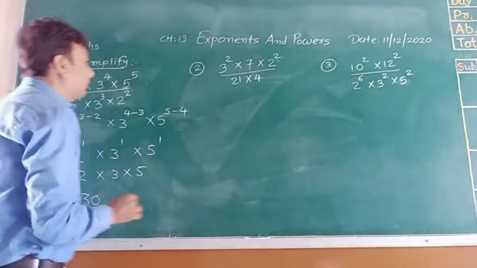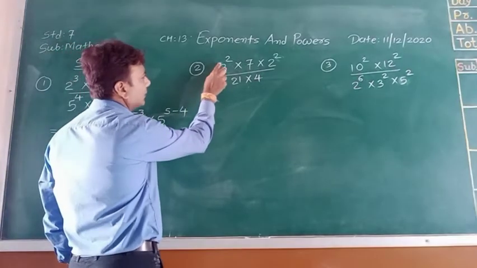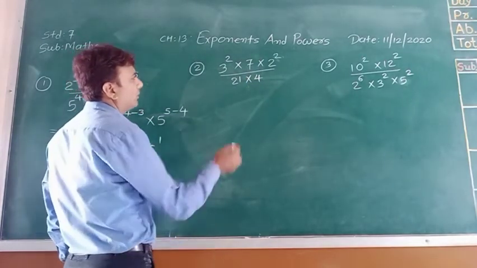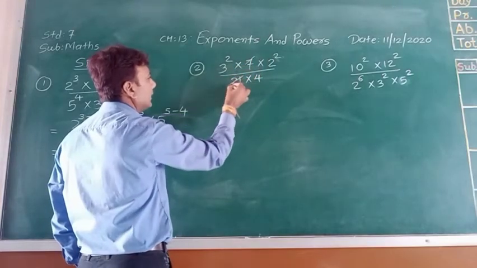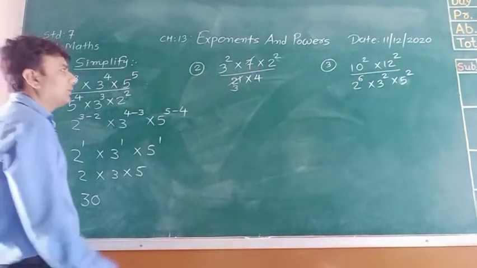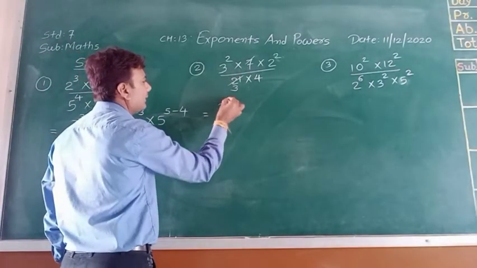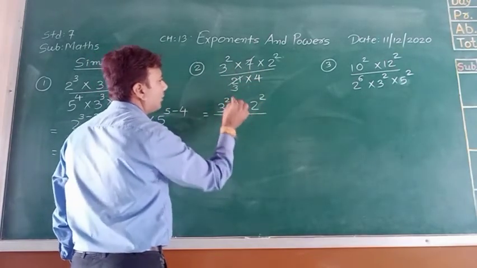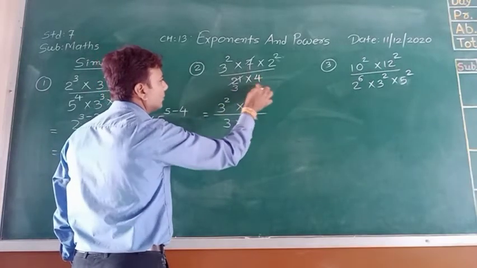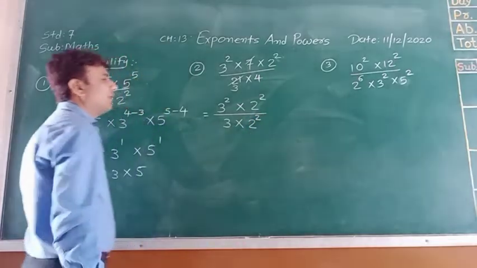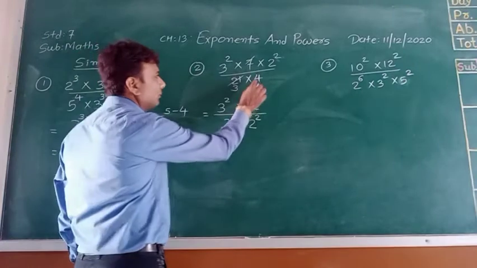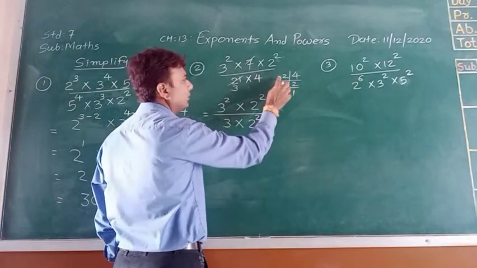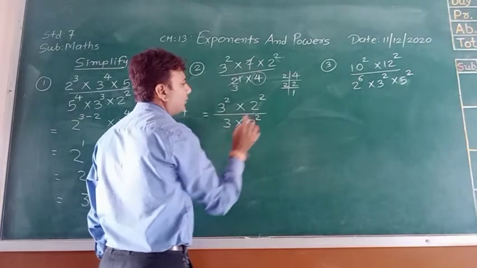Okay. Now in the second sum, it is simple: 3 square multiply 7 multiply 2 square upon 20 multiply 4. Easily we can cut this 7 with the 20 part, since 7 times 3 is 21. Now here 3 square multiply 7 by, so 2 square only, 2 square upon 3 multiply 4. So in place of 4, we can write 2 square. Yes or no? Because we know the factors of 4: 2 times 2, 2 appears 2 times. So in place of 4, we can write 2 square.